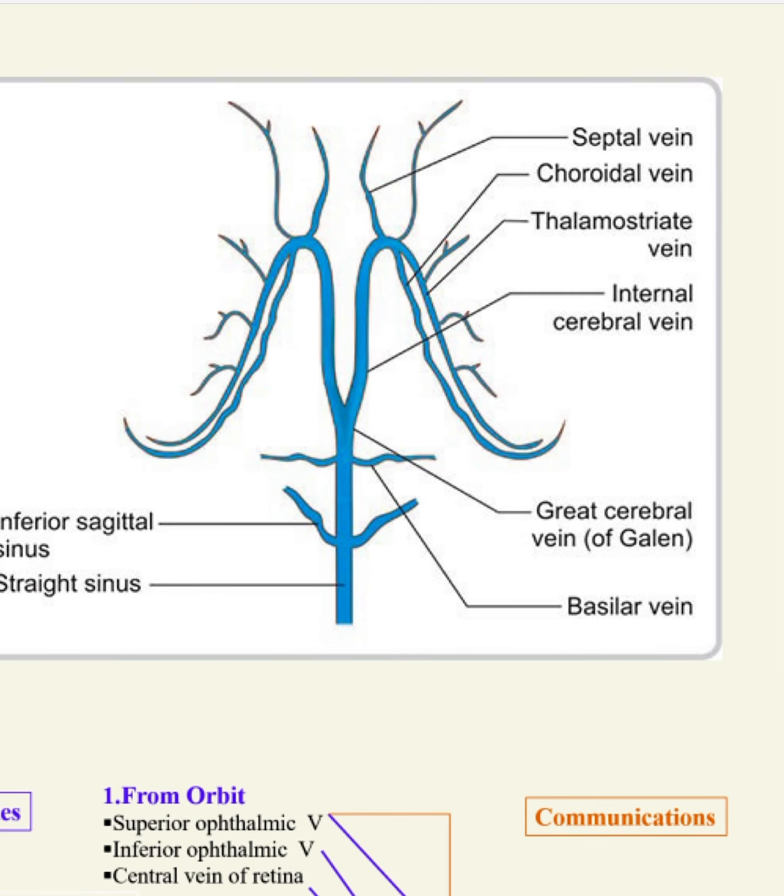Here we can see that this is our septal vein, these are the choroidal veins, thalamostriate veins, and internal cerebral vein. So this internal cerebral vein is draining the septal vein, choroidal vein, and thalamostriate veins. Both internal cerebral veins join together and form the great cerebral vein, or vein of Galen.